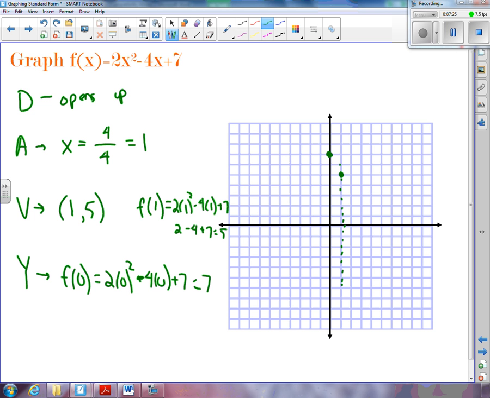Okay, so now I know that my y-intercept is 7. So I want to use my axis of symmetry to reflect that point over the axis of symmetry, so that I get another point in order to more accurately graph my parabola.